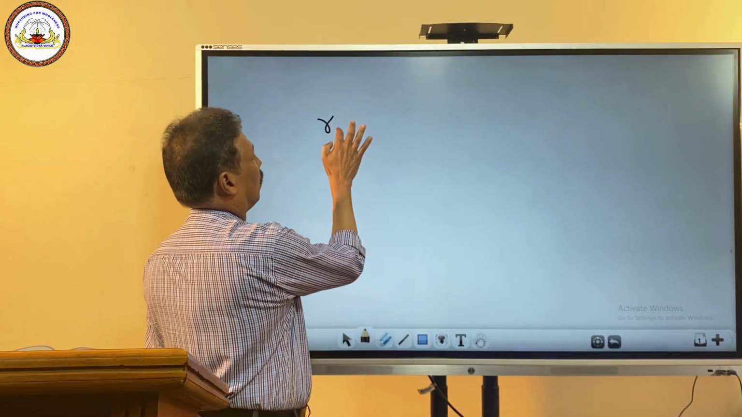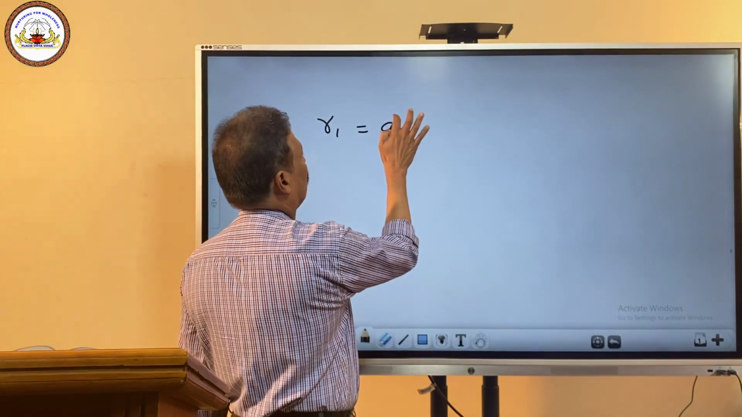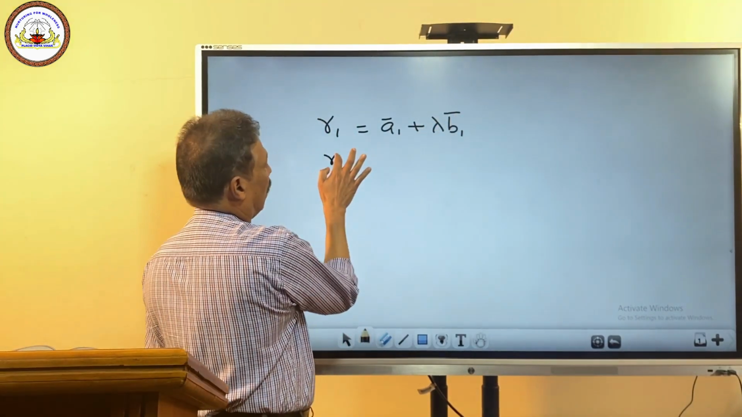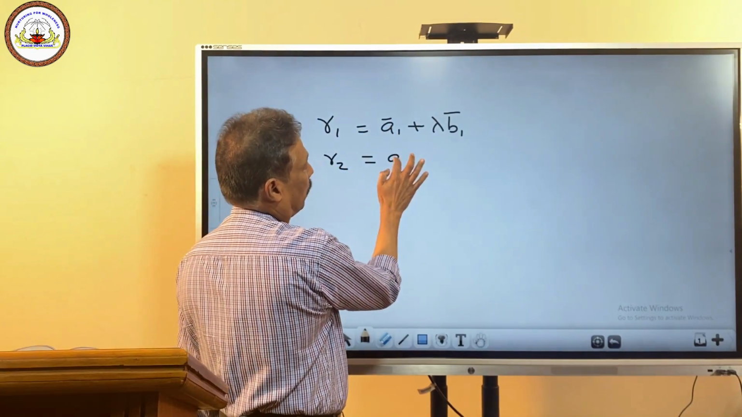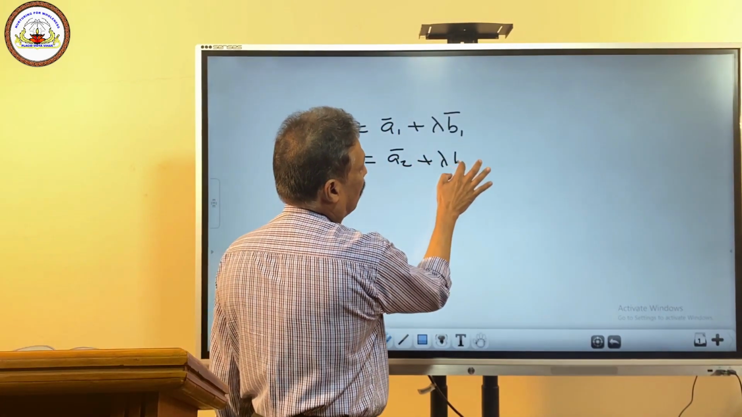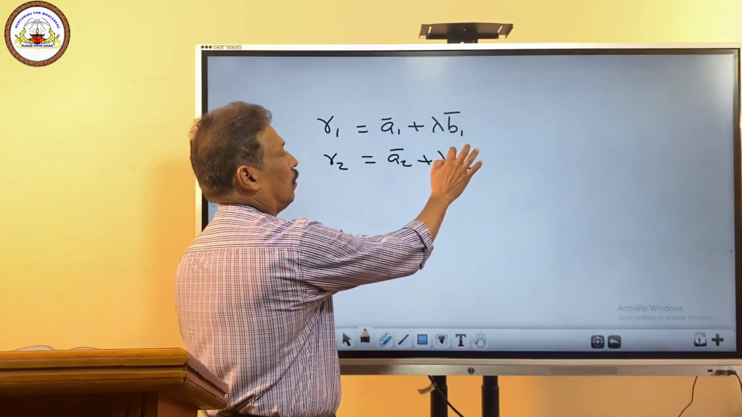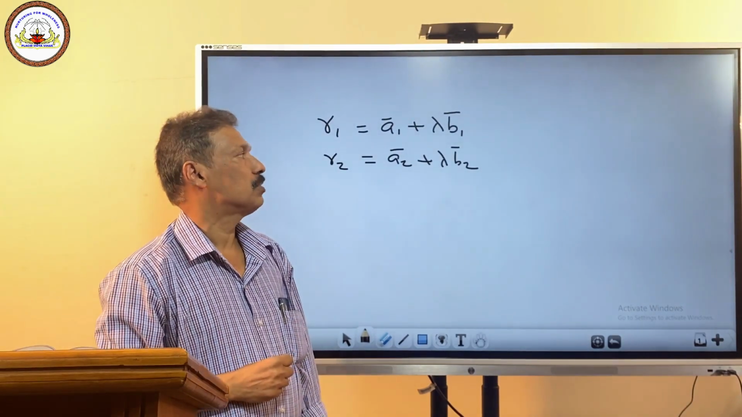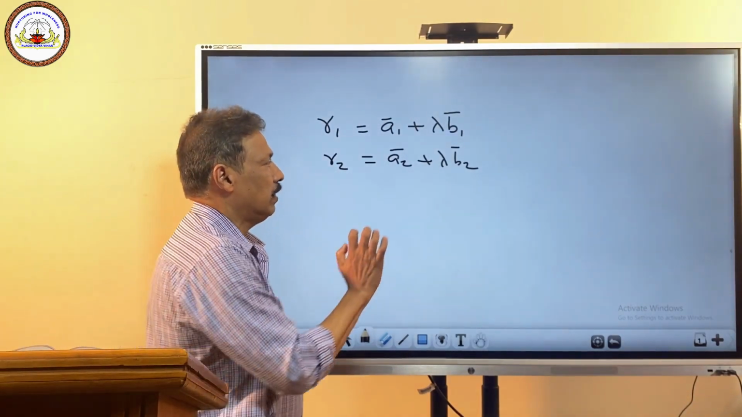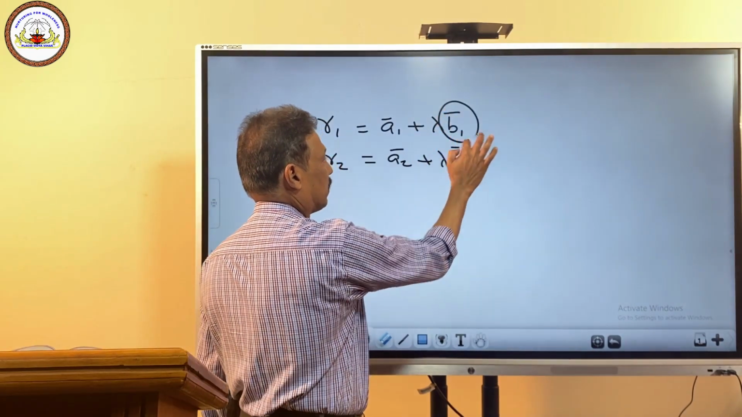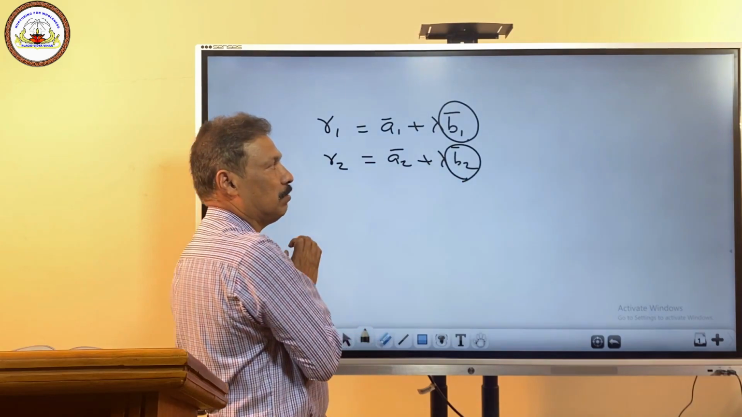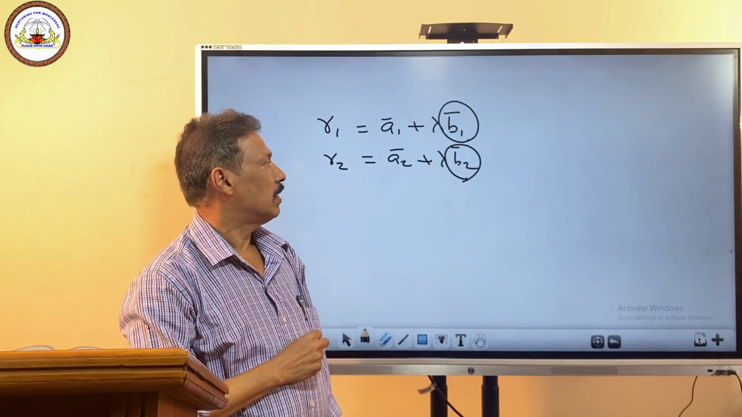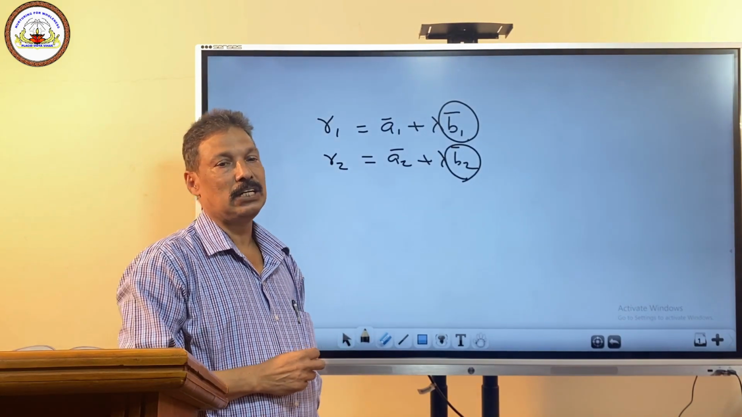First of all, r1 = a1 bar + lambda b1 bar, and r2 = a2 bar + lambda b2 bar, be two straight lines. Then we have to find the angle between these two straight lines. It is enough to find the angle between the vectors b1 bar and b2 bar, or the angle between vectors whose directional ratios are given.